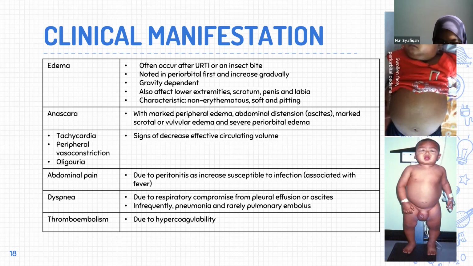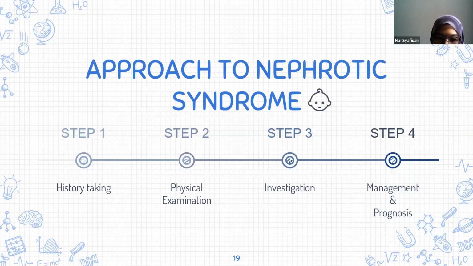The next one is dyspnea, which is due to respiratory compromise from pleural effusion or ascites, but rarely due to pneumonia and pulmonary embolus. Next is thromboembolism due to hypercoagulability, which is one of the complications of nephrotic syndrome. So the next one is the approach to nephrotic syndrome. We have history taking, then physical examination, proceeding with investigation, management, and prognosis.